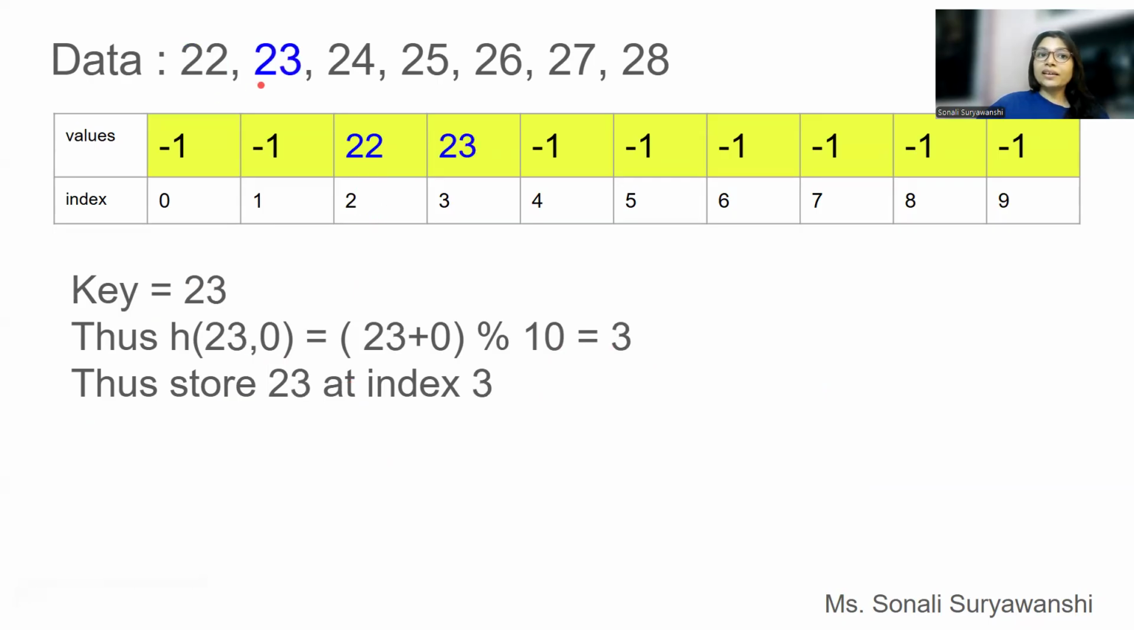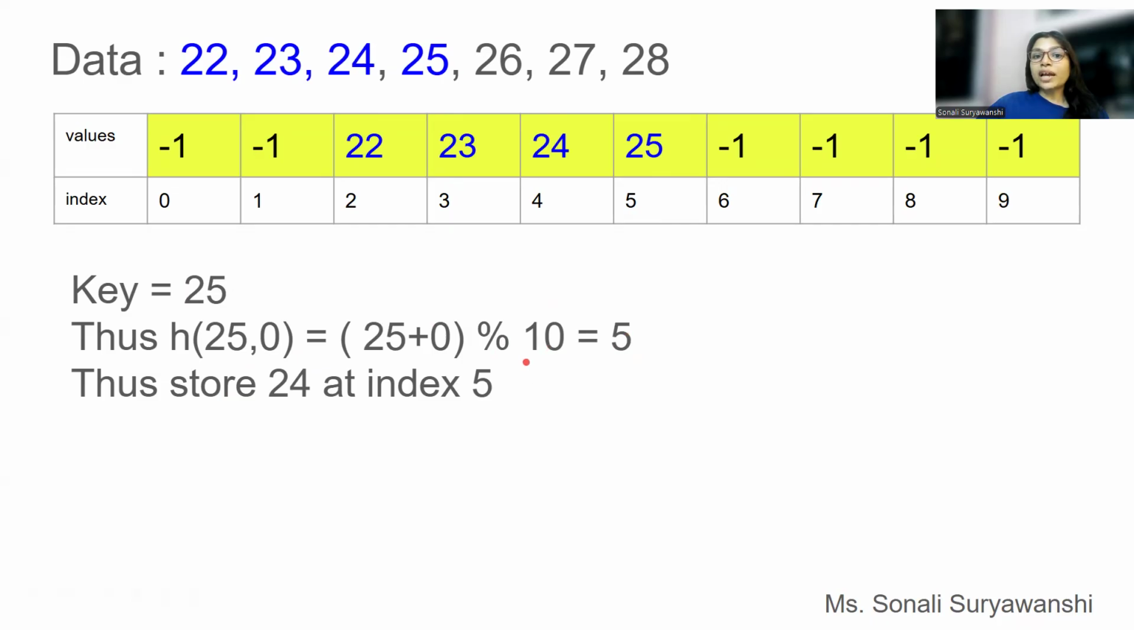Let's talk about the second key, which is 23. Same, we'll apply the formula on 23, which is h of 23 comma 0, which means 23 plus 0 modulus 10. That is, the remainder is 3. That means this key will go at index 3. And in a similar way for 24, we will get the remainder 4. That means 24 will be stored at index 4. Then 25 will be stored at index 5.